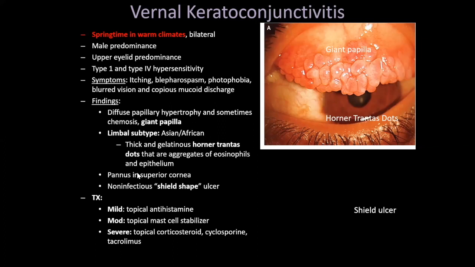On examination, we find diffuse papillary hypertrophy and sometimes ecchymosis and giant papillae, as you can see in this picture. Then we have types that also tend to be predominantly affecting the limbus. That is the limbal type, and that tends to be characterized by thick gelatinous corneal Trantas dots that are aggregates of eosinophils and epithelium.